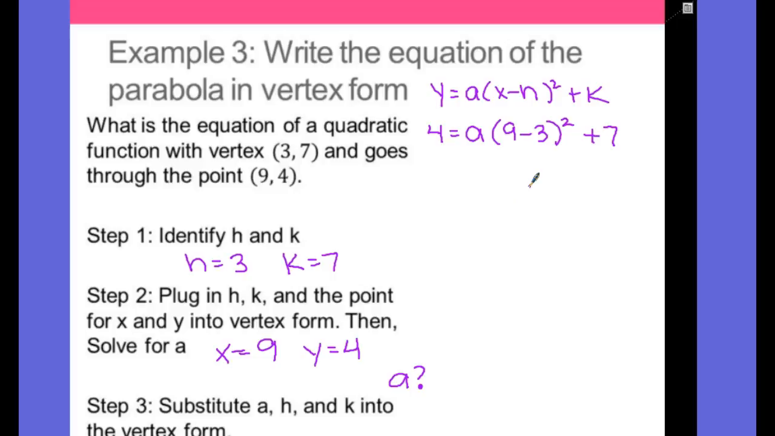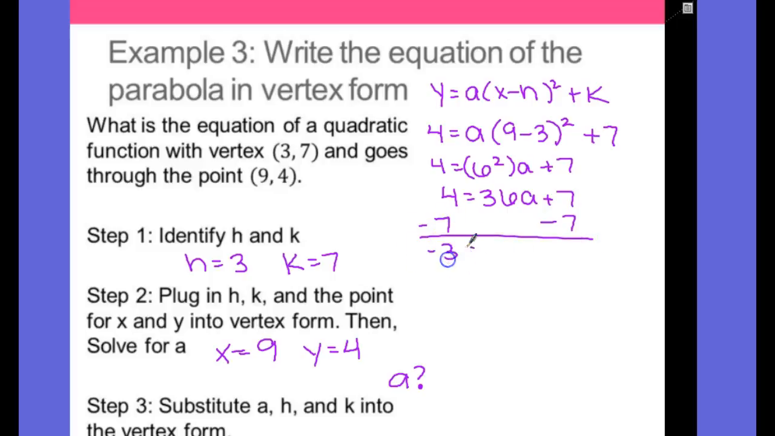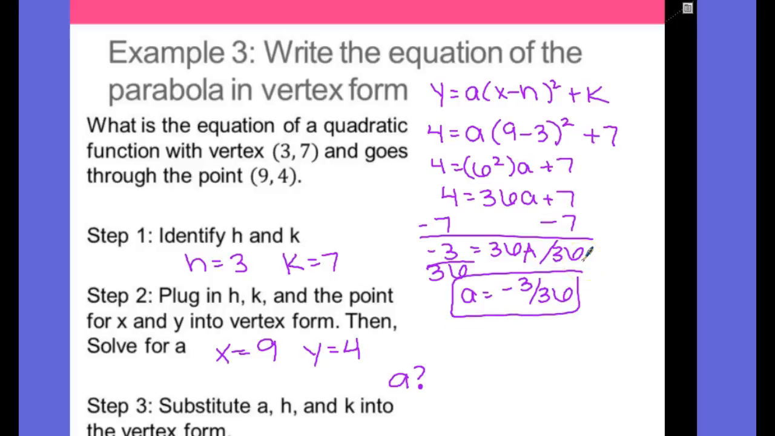Now you just do your order of operations the same way you would do it. 9 minus 3 is in the parentheses, so you do parentheses first. 6, so you have 4 equals 6 squared times a plus 7. What is 6 squared? 36. Isolate your a by subtracting 7. Divide by 36. So you found your a.